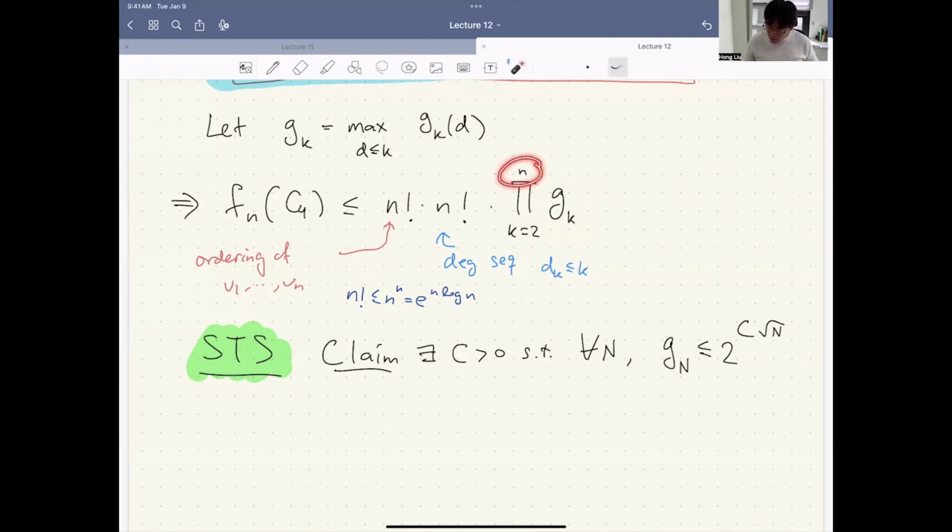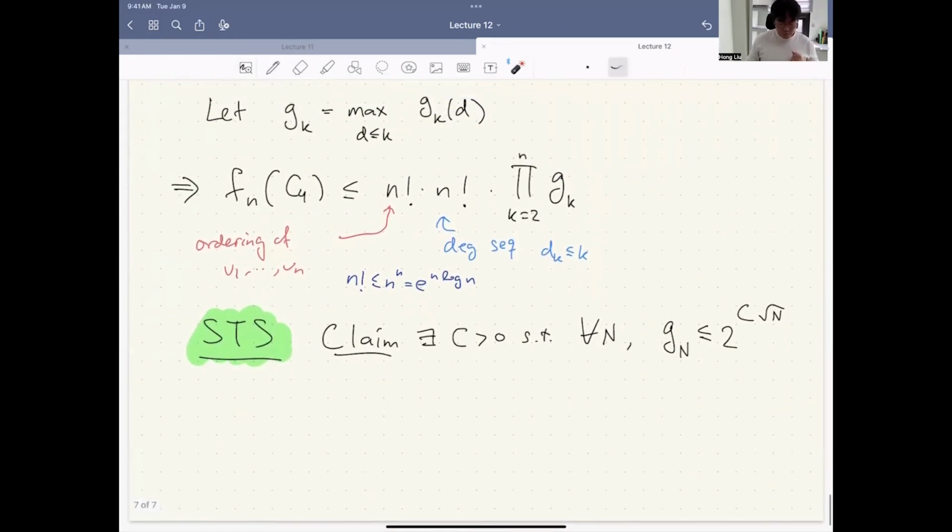Every one of these, capital N is at most little n, right? Let's just take the largest one. So you have 2 to the square root n, multiplied n times. So that's 2 to the n^(3/2). That's exactly the bound we want. Okay. This is what we need to prove now.